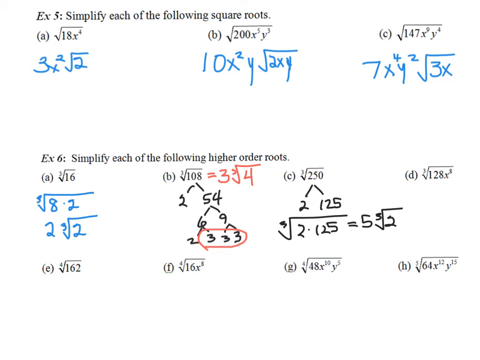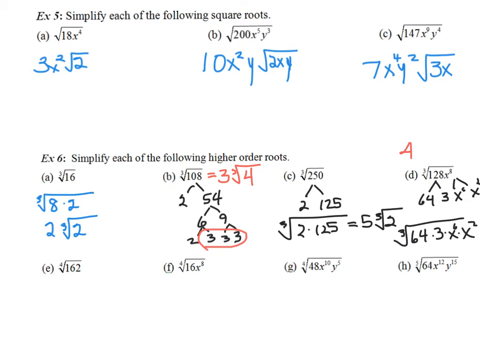For the next one, 128 breaks down into 64 times 3. X to the 8th, I need a perfect cube, so that would be x to the 6th times x squared. When I take the cube root of each of those numbers, 64 times 3 times x to the 6th times x squared, the cube root of 64 is 4.